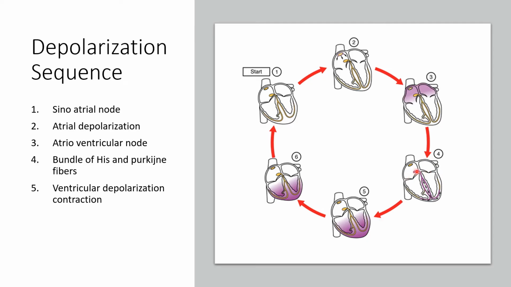From the AV node, the depolarizing stimulus spreads down through something called the bundle of His, and then to the Purkinje fibers, which are fibers that encase the ventricles and allow the depolarizing wave to start from the bottom up of the ventricles. So the order of depolarization is the sinoatrial node, then atrial depolarization, atrioventricular node depolarization, which spreads to the bundle of His and Purkinje fibers, and then finally we get ventricular depolarization, which leads to ventricular contraction.